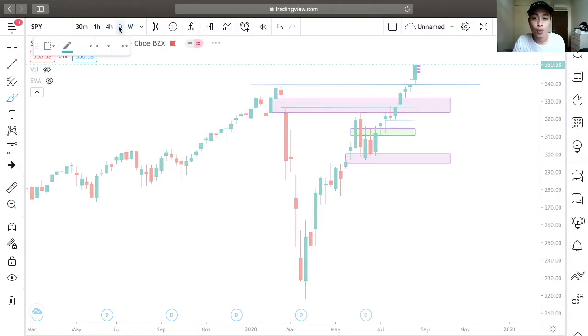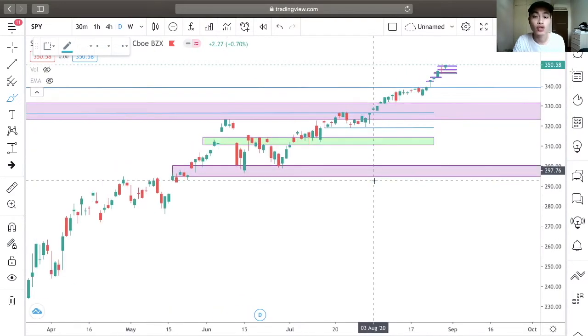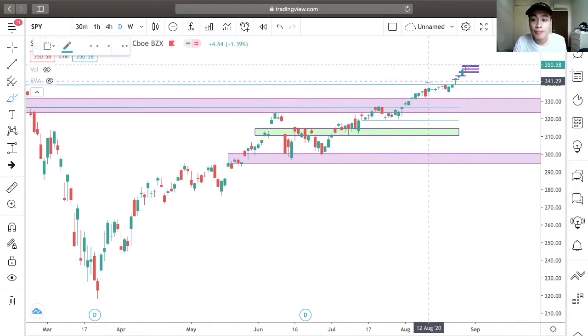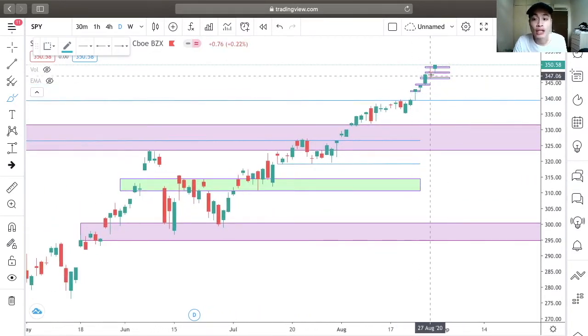Alright, so it's taking a while to load. Alright, so we are on the daily time frame. You can see that prices have actually broken above the pre-pandemic high of around 339. You can see that prices have actually surged forward in the past week.